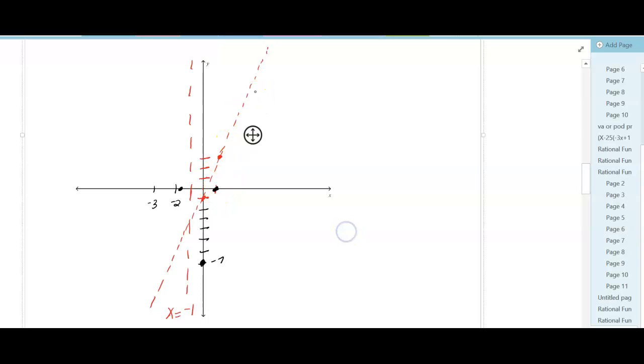So then the graph is going to maybe start down here on the left of negative 1, through the y-intercept, through the x-intercept, and approach that asymptote. And then on the other side, it has to hit the x-intercept of negative 7 quarters.